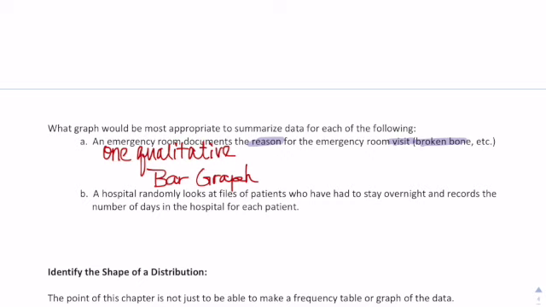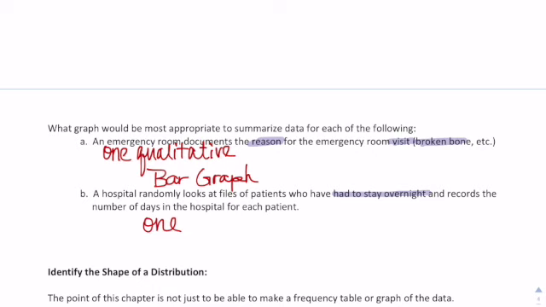The next one, read this. A hospital randomly looks at files of patients who have had a stay overnight and records the number of days in the hospital for each patient. How many days are they staying overnight, number of days. Okay, so that is going to be only one variable, how many days they are staying.